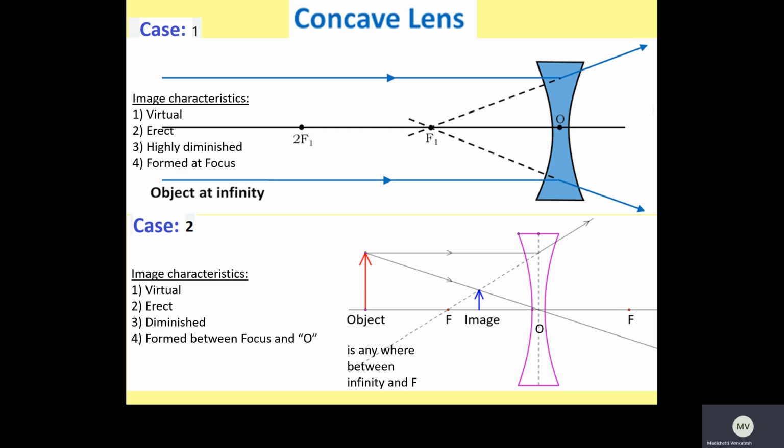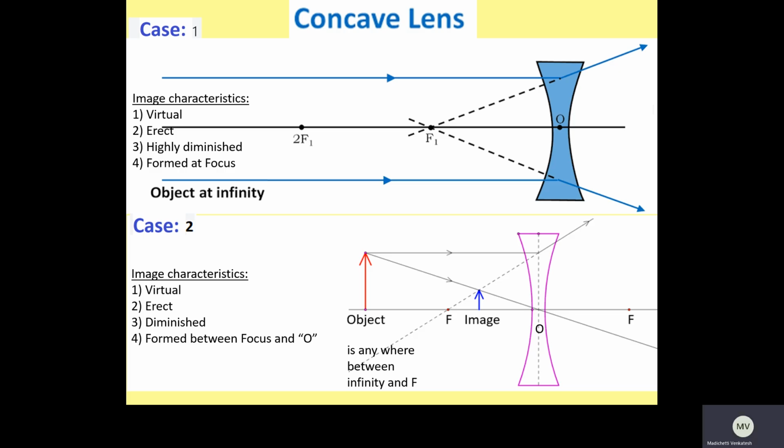So in case 1, similar to convex lenses, the object is placed at infinity and the image is formed at f1, but it is on the same side of the object, not on the other side, not on the right side. It's on the left side. This happens because when the rays move parallel to the principal axis, after refraction the extension of the refracted rays gives the point of intersection of the two refracted rays, that is at f1. And the image is virtual, erect, and highly diminished and formed at focus.